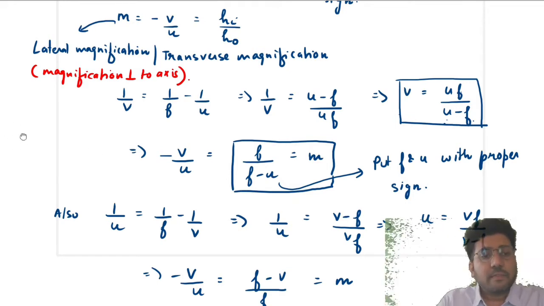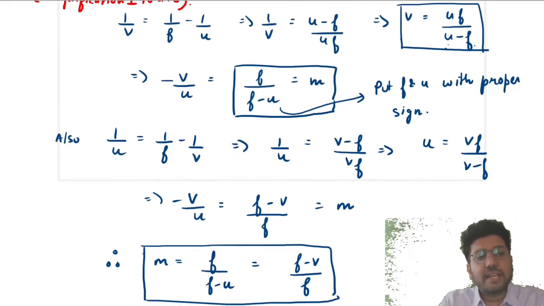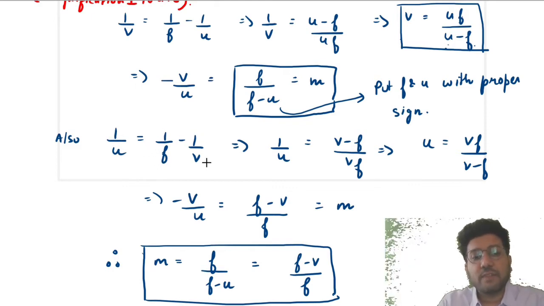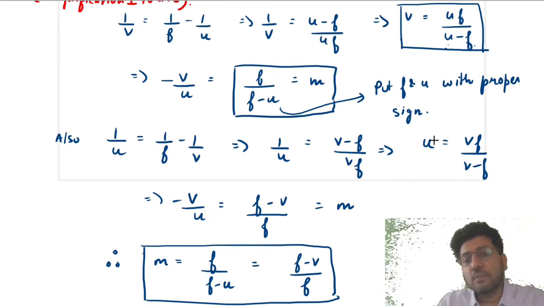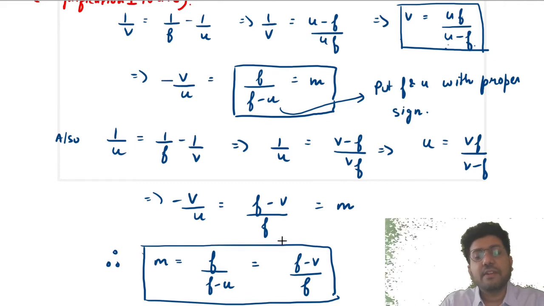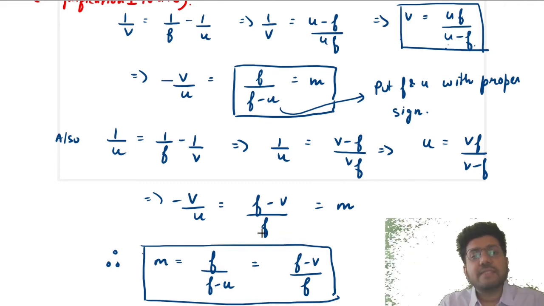Again, sometimes they give you the image distance and from that you need to find the magnification. So the same thing you will do here: instead of taking 1 by u to the right, now I am taking 1 by v to the right hand side. So you will get 1 by u is equal to 1 by f minus 1 by v, which implies 1 by u is equal to (v minus f) by vf, and that is u is equal to vf by (v minus f). Now v by u is the magnification, minus v by u is the magnification. So minus v by u will be (f minus v) by f. So if they've given you the image distance and the focus, with that you can find the magnification.